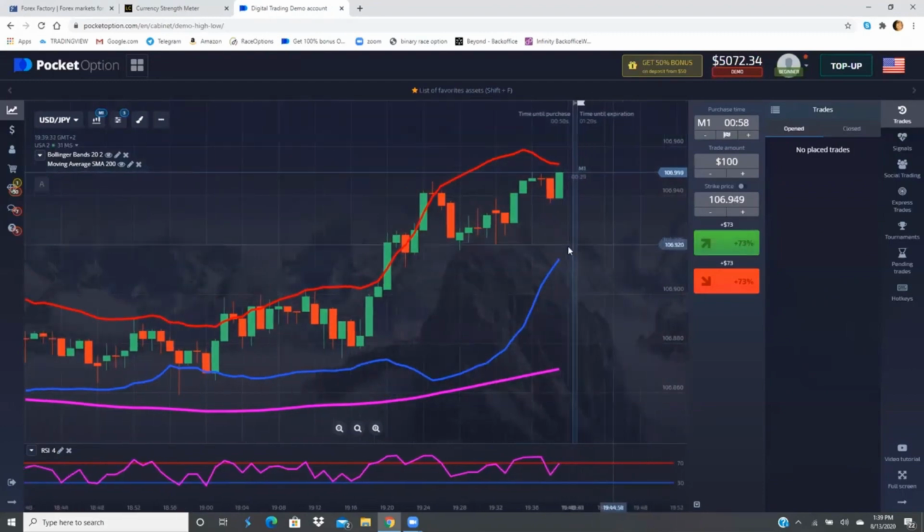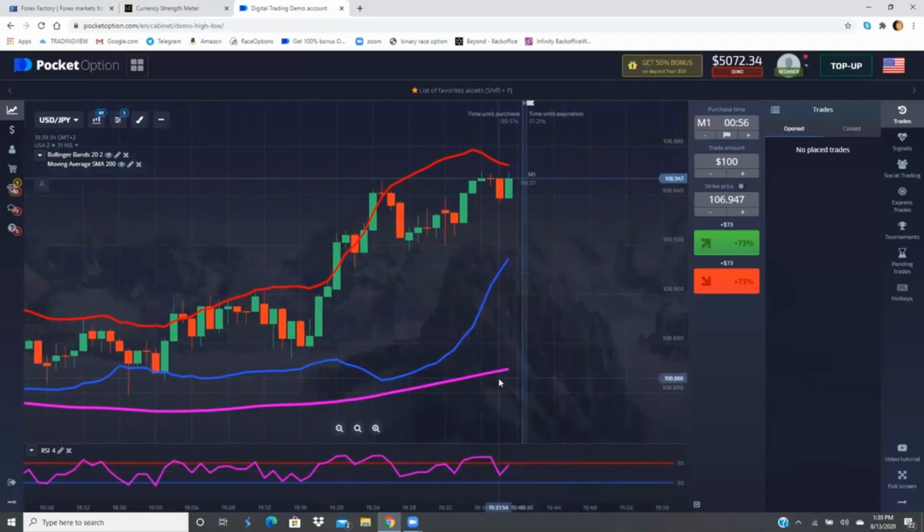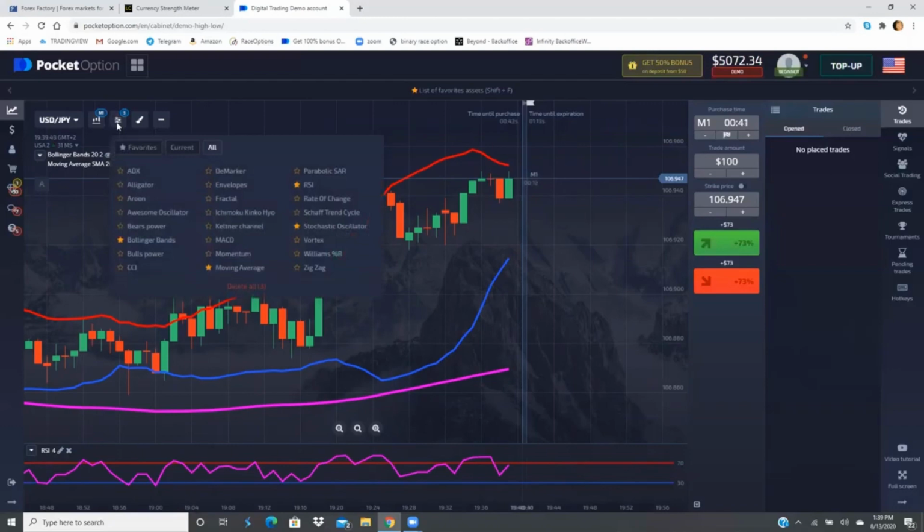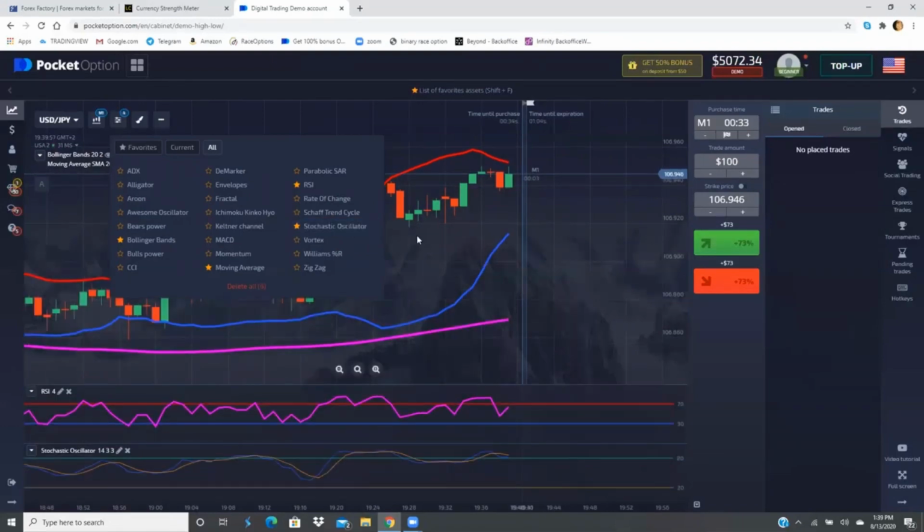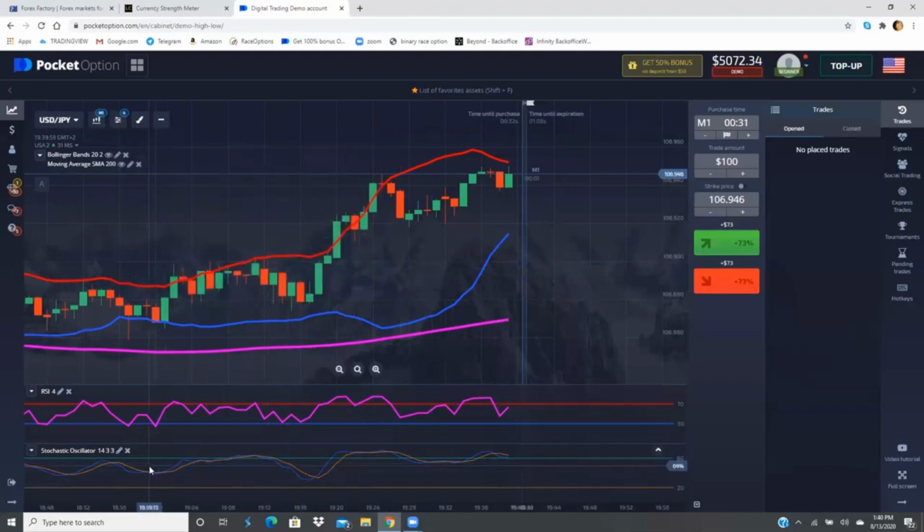Now, I'm going to add in some more indicators in this video, and we're going to talk more about support and resistance. Right now I'm going to add in another indicator. The next tab over, next to the chart you're on, is indicators. I'm going to add in the stochastic oscillator. I hope that's the way you pronounce it, stochastic oscillator. I added it in, and it popped up at the bottom of my screen.